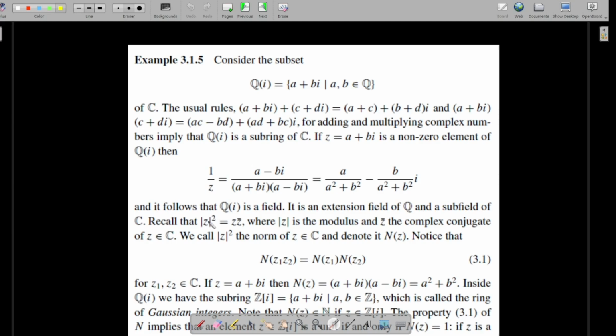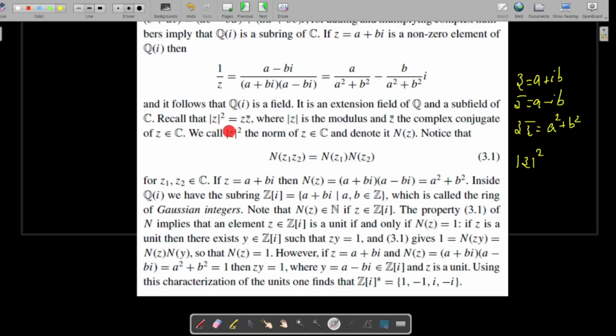And in complex numbers, you know |z|² is equal to z times z bar. That is, if you take z = a + ib, z bar is equal to a − ib, and z times z bar is equal to (a + ib)(a − ib), that is a² + b². This is actually |z|², and |z| is the square root of a² + b². And we denote this |z|² by the norm of z, N(z). Notice that N(z1 z2) is equal to N(z1) times N(z2). That is, |z1 z2|² is |z1|² times |z2|².